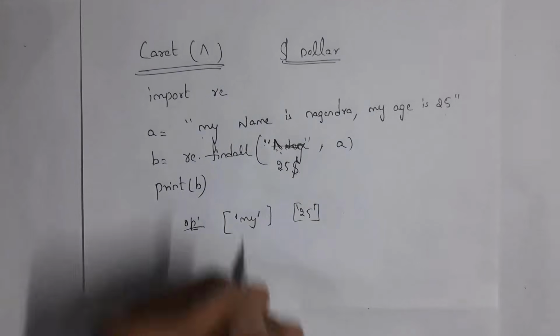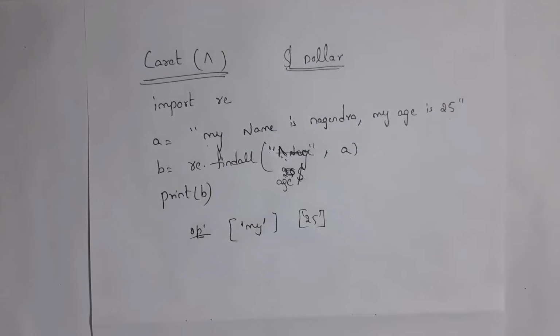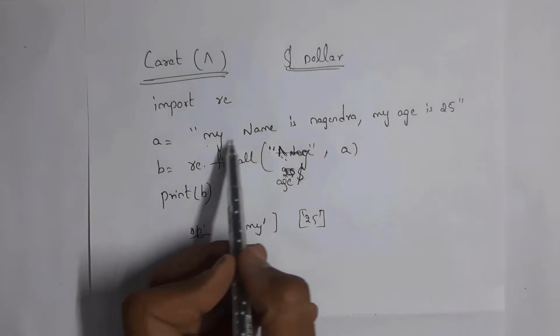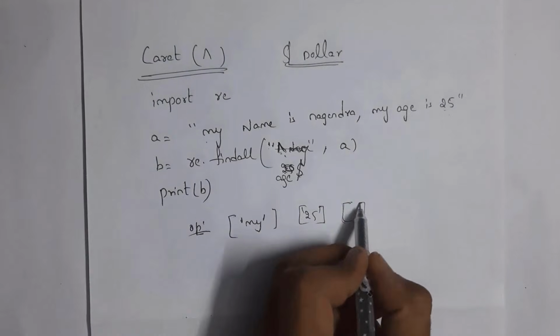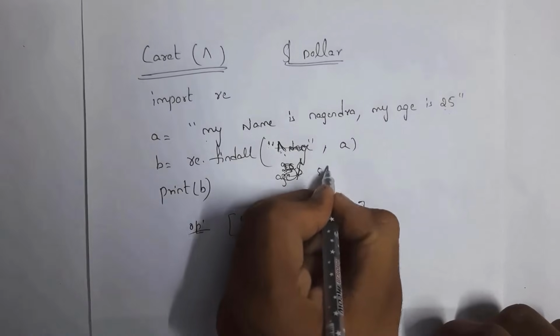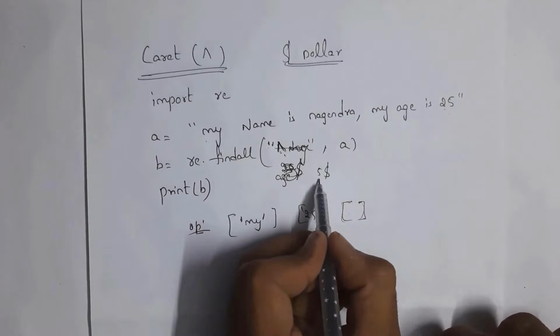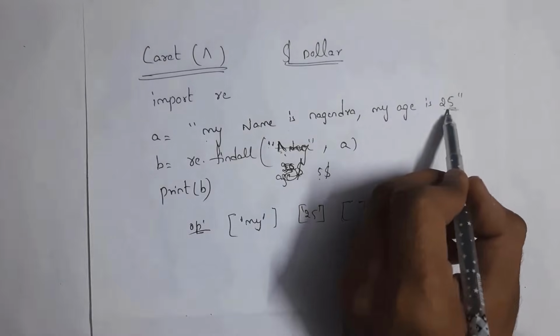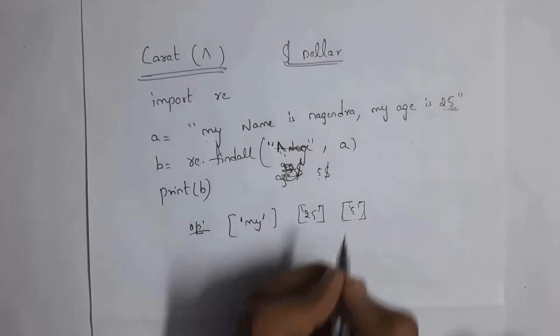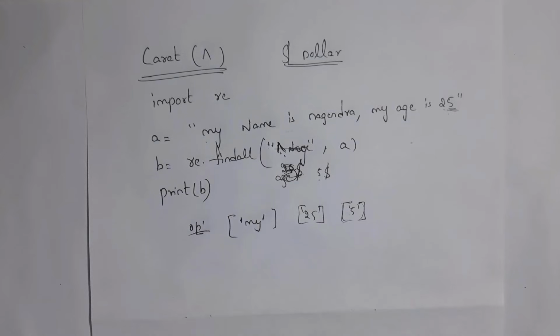For example, if I write here age, then it will check whether age is available at last or not. In this sentence age is not available at last, so it will display an empty list. For example, if I write here 5 followed by the $ sign, then it will check whether 5 is available at last or not. Yes, 5 is available at last, so you will get the output 5 in single quotations. This is the use of the caret symbol and the $ sign.